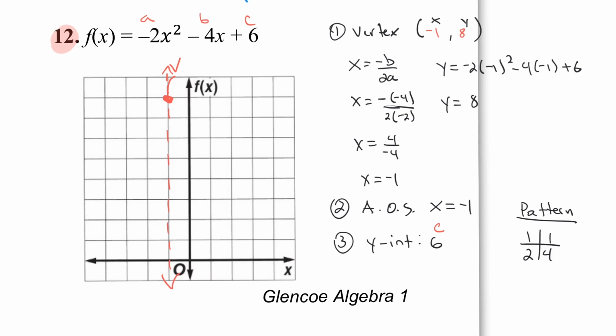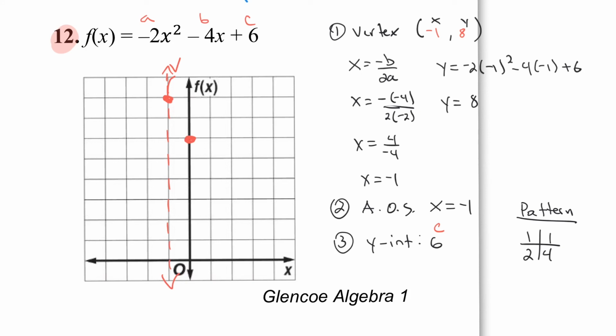That is your C value. And I want you guys to notice, my C value is not the same as the y value for my vertex. Do not get confused. My y-intercept is my C value, okay? So my C value is going to be at +6, and I go 1, 2, 3, 4, 5, 6 right here. Now, I'm going to use my pattern.